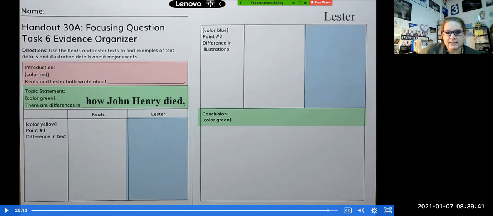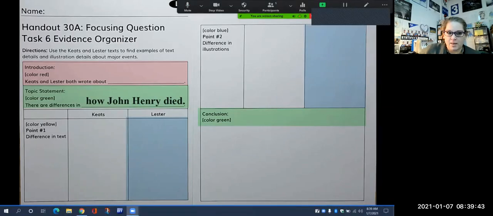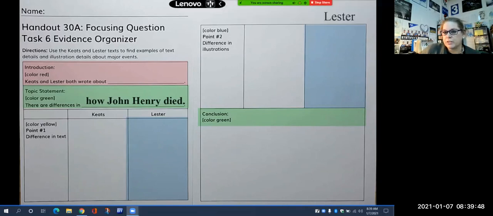Okay, and so our conclusion is going to just restate the topic statement. There are differences in how John Henry died. So our conclusion could be something like Keats and Lester wrote different versions of the death of John Henry, or the way that John Henry died was different in these two books. Either one of those will kind of restate the topic statement.